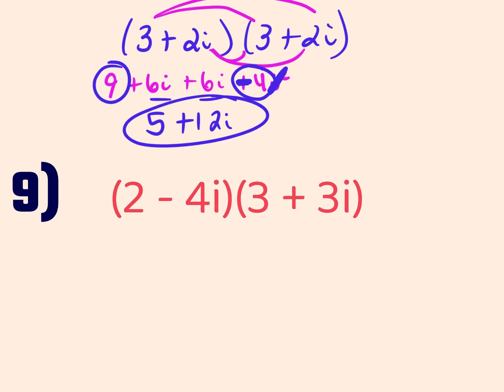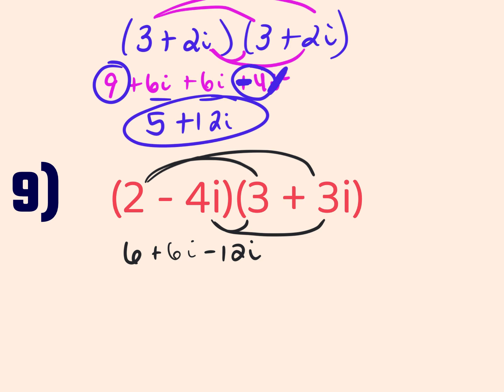All right, look in between the two parentheses. What are we doing? Multiplying, good. So 2 times 3 is 6. 2 times 3i is plus 6i. Negative 4i and 3 is minus 12i, correct? And then what's negative 4i and a positive 3i? Let's talk about it in a second. Negative 4i and a positive 3i, minus 12i squared. Now, I totally agree with you. It's going to be plus 12.